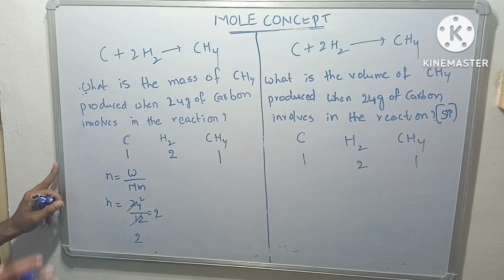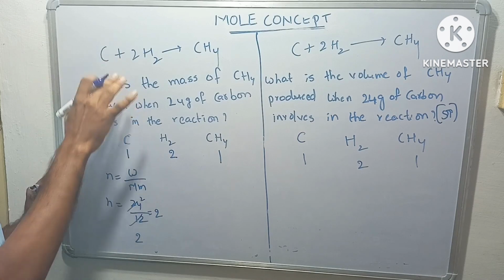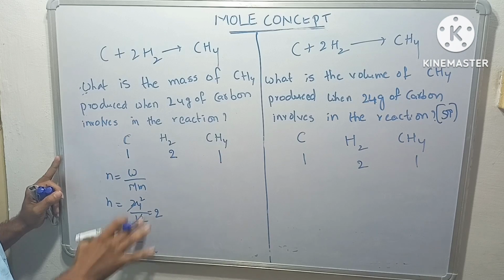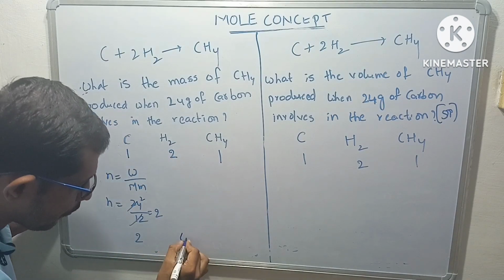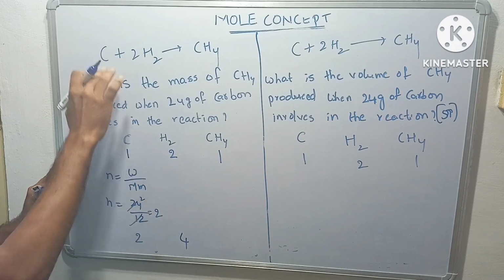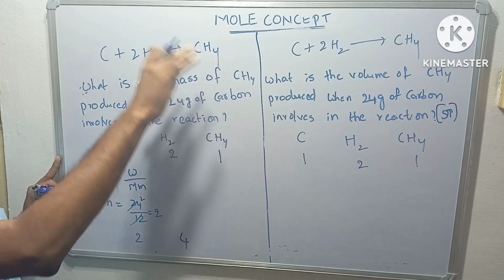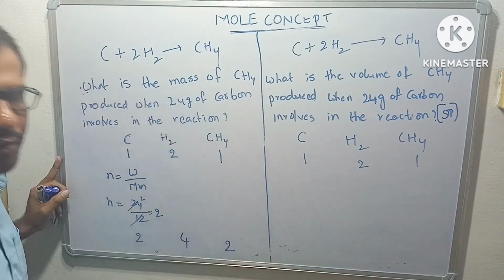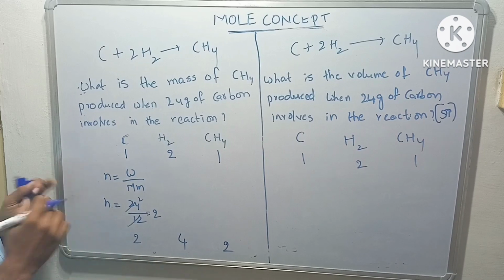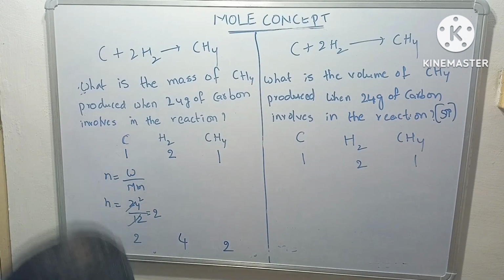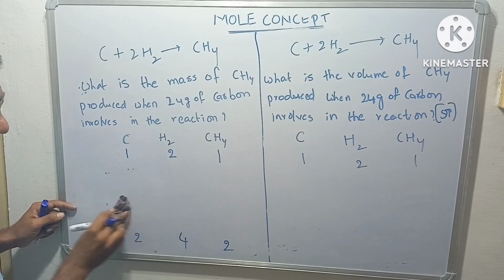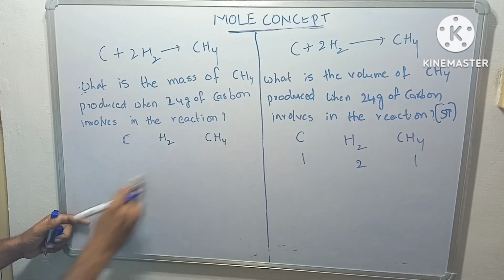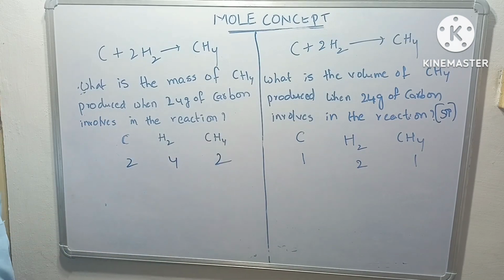2 moles. Observe carefully. As per the equation, for 1 mole of carbon, 2 moles of hydrogen are required. Here for 2 moles of carbon, 4 moles of hydrogen will be required, right? Here for 1 mole of carbon, 1 mole of methane is produced. Here for 2 moles of carbon, 2 moles of methane will be produced, right? Now I am rubbing this out and writing the final moles over here. What are the final moles we got? 2, 4, 2. And this is the final step.